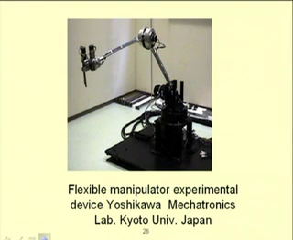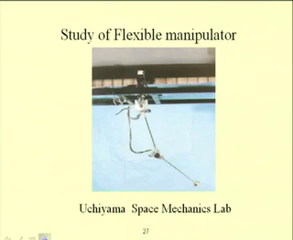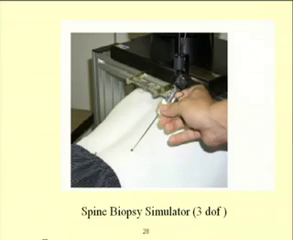Here also a 2-link flexible manipulator is shown, and this is also a 2-link flexible manipulator. This is a spine biopsy simulator. In this case the needle part that is touching the bone is flexible, so due to that flexible nature it will be subjected to vibration.